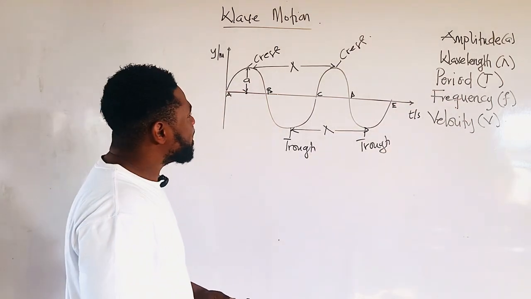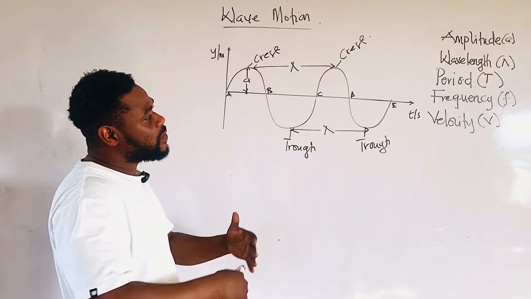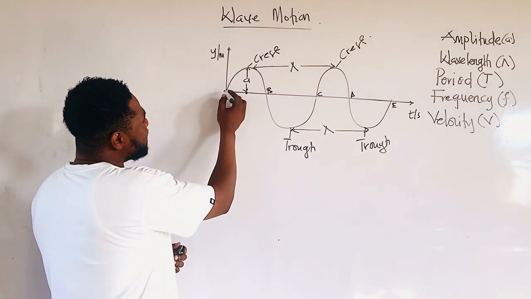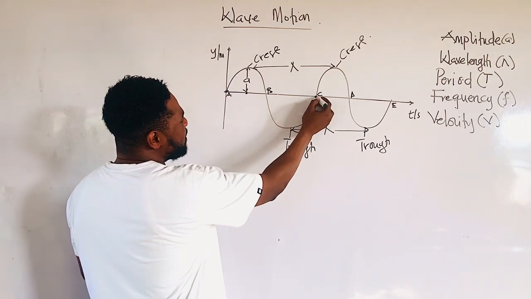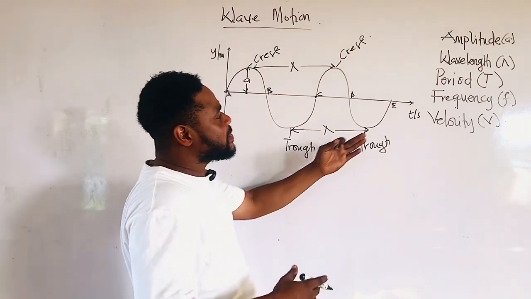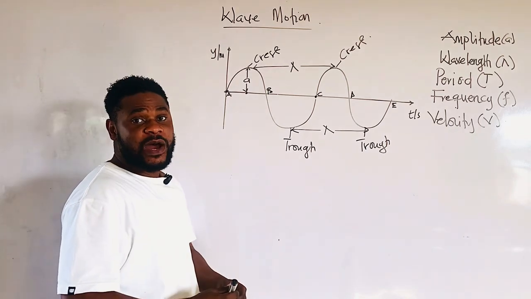Now when we say period, we say that is the time taken by a wave to complete one cycle. So the time taken by a wave to move from A to C, we say is period. All right, the time taken by a wave to complete one cycle.